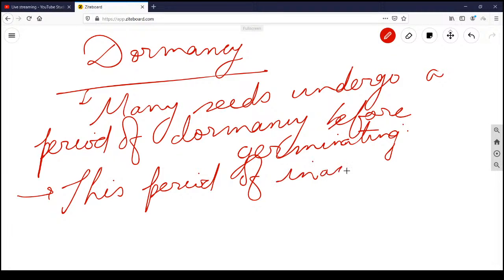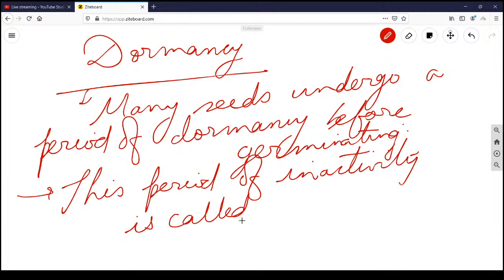Inactivity means the metabolic growth has almost completely ceased. All the anabolic and the catabolic pathways, the biochemical pathways, are extremely slowed down. Many are completely ceased. Only a minimal amount of ATP is produced, and a minimal amount of starch is being used up, right? That period of inactivity is called dormancy.